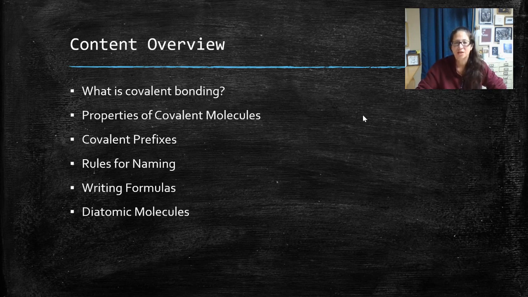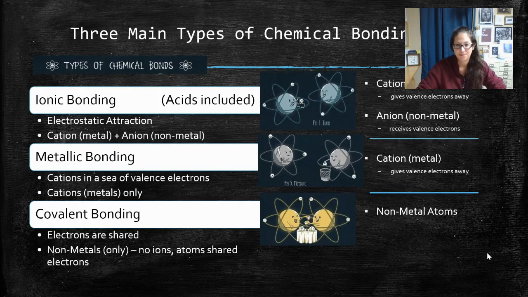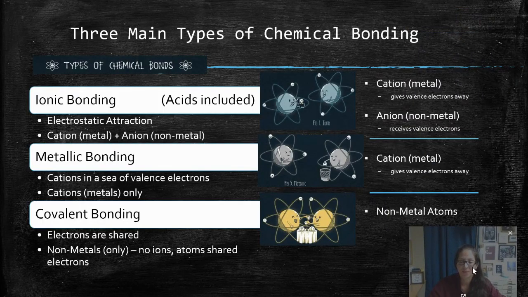What is covalent bonding, the properties, how to name them using the prefixes, the rules for the naming, how to write the formulas, and what are diatomic molecules. So by the time you are done, each one of these should be something you could talk about. So you'll notice there are 3 main types of chemical bonding.